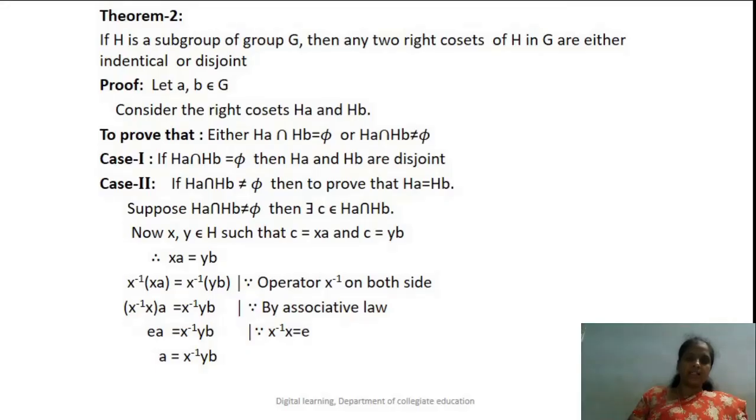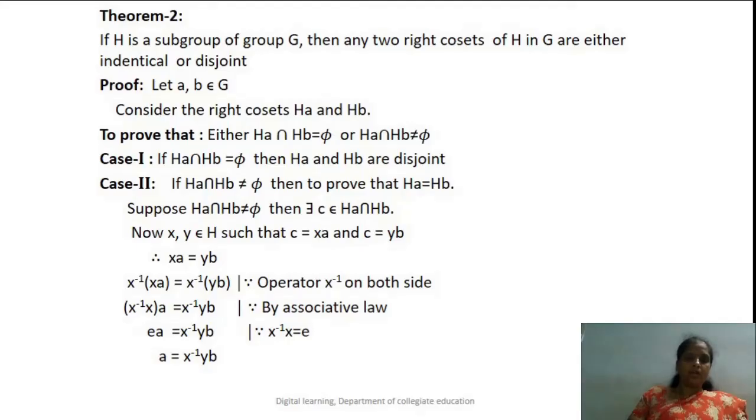Therefore, c is taken as xa, and c is also taken as yb, because c belongs to Ha and c also belongs to Hb. Therefore, let us take c equal to xa and c equal to yb. So we can equate these two, right? xa is equal to yb.